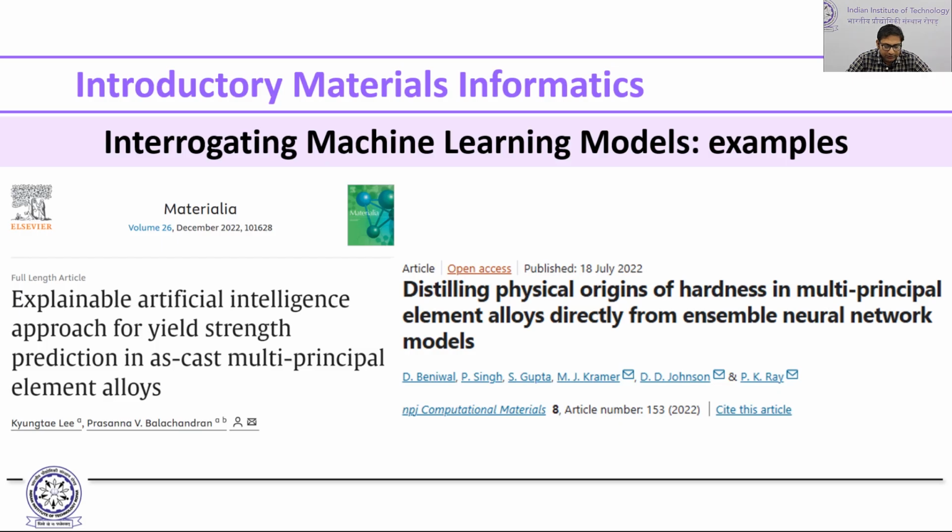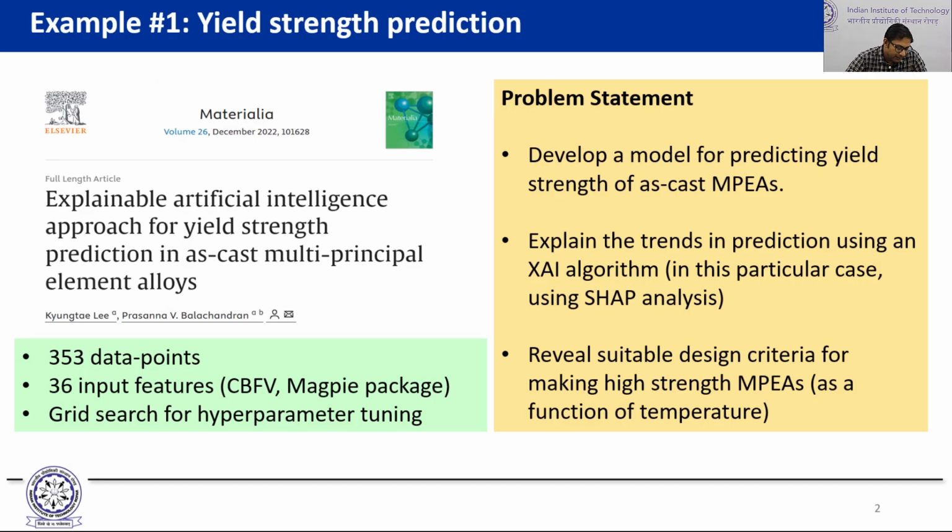So they are both somewhat related in the sense that one is looking at a mechanical property like yield strength, and the other is also looking at a mechanical property like hardness, and both of them are for high entropy alloys. So in that sense, there are some underlying similarities, and it will be useful for us to see how the two different approaches have been taken for these two different types of problems. So let us start with the first example, which is basically the paper by Kyung-Tae Lee and Prasanna Balachandran.